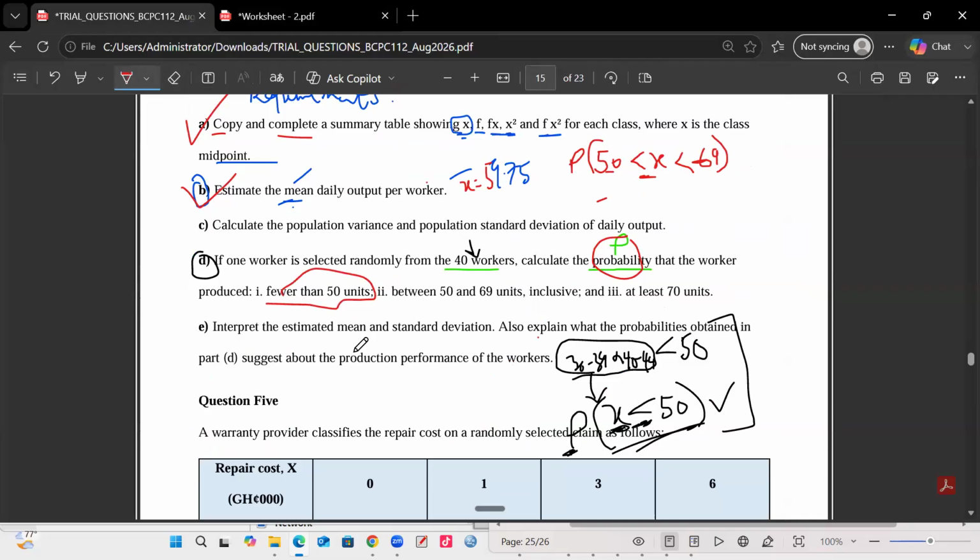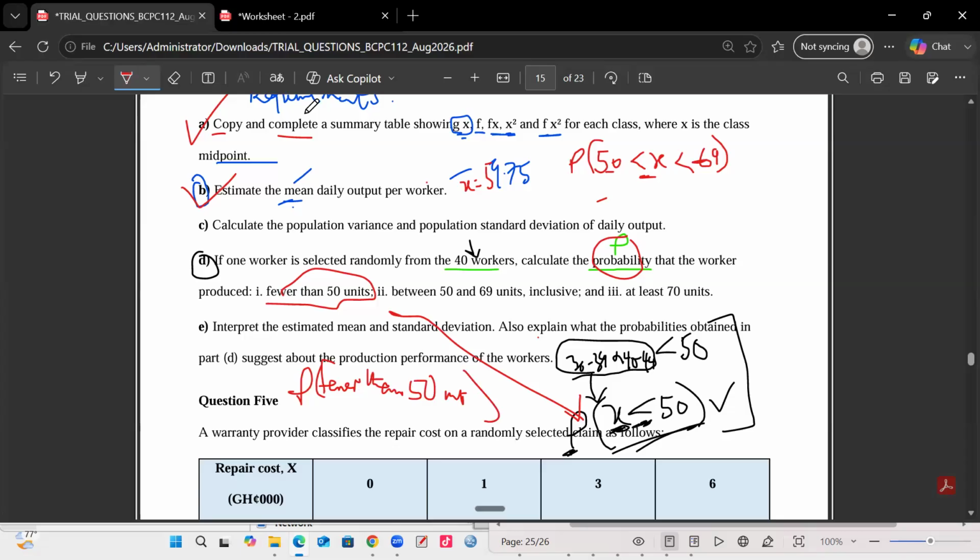If you cannot write it the way I've written it, just write P into brackets, copy and paste what is there: fewer than, put it in a bracket, 50 units. This is a notation.